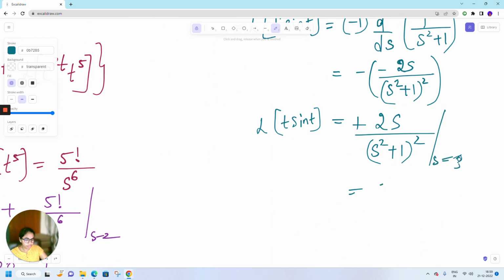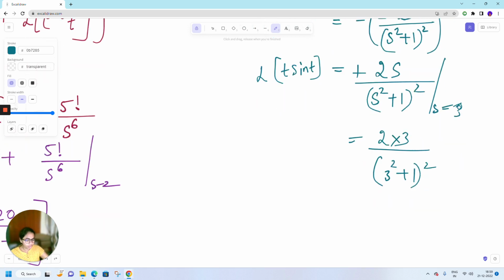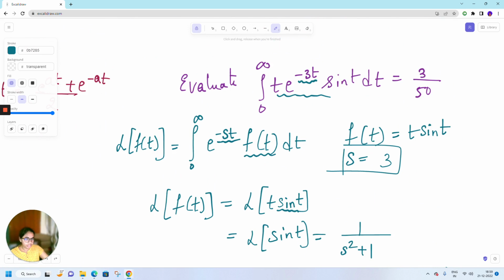So that would be 2 into 3 divided by 3 square plus 1 the whole square. What is 2 into 3? 2 into 3 is 6, divided by 3 3s are 9 plus 1 would be 10. 10 square would be 100, right? So let me divide this. 2 3s are 6, 2 50s are 100. So this is what we had to show, right? Check the question: 3 divided by 50.